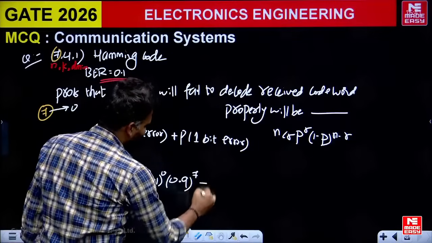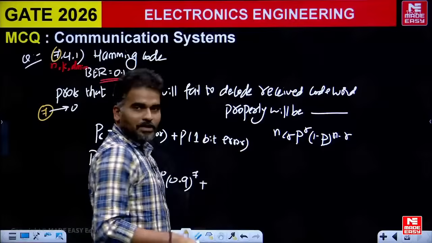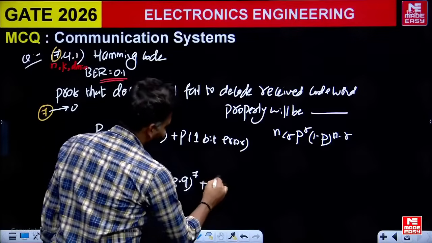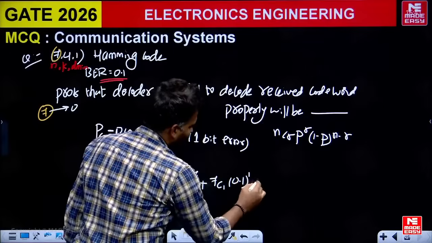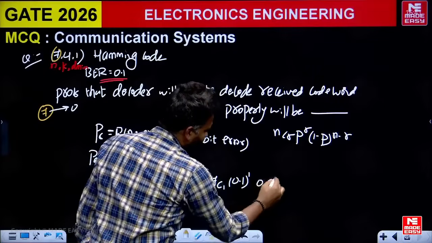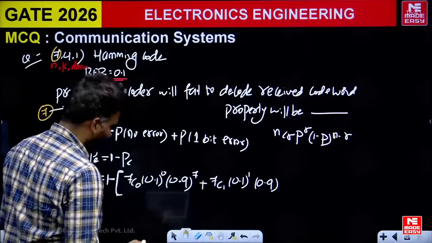Plus 1 bit error. When 7 bits are transmitted, the probability of getting error in 1 bit is 7C1, 0.1 power 1, times 0.9 power 6.